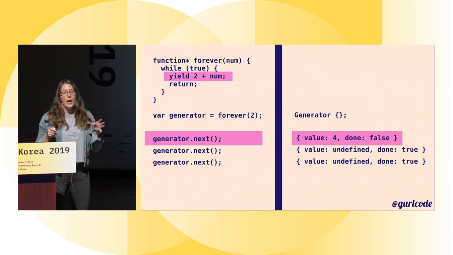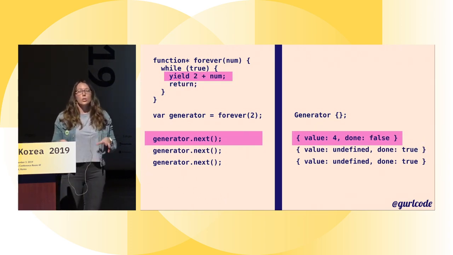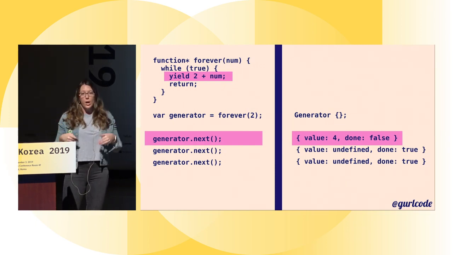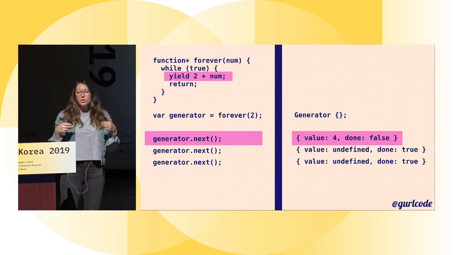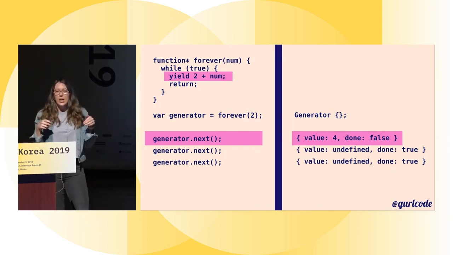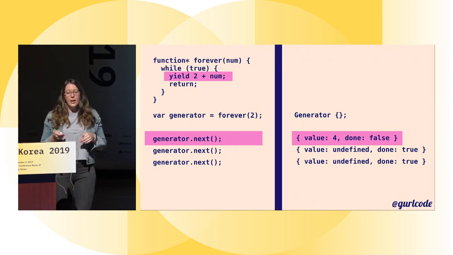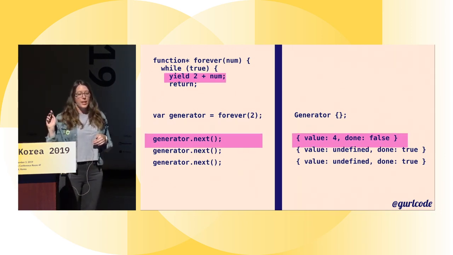So here, again, we have a while loop. So it should say while true, and it should run forever. But I'm actually going to cancel the generator from inside of the generator. And I'm going to do that with the return statement here.